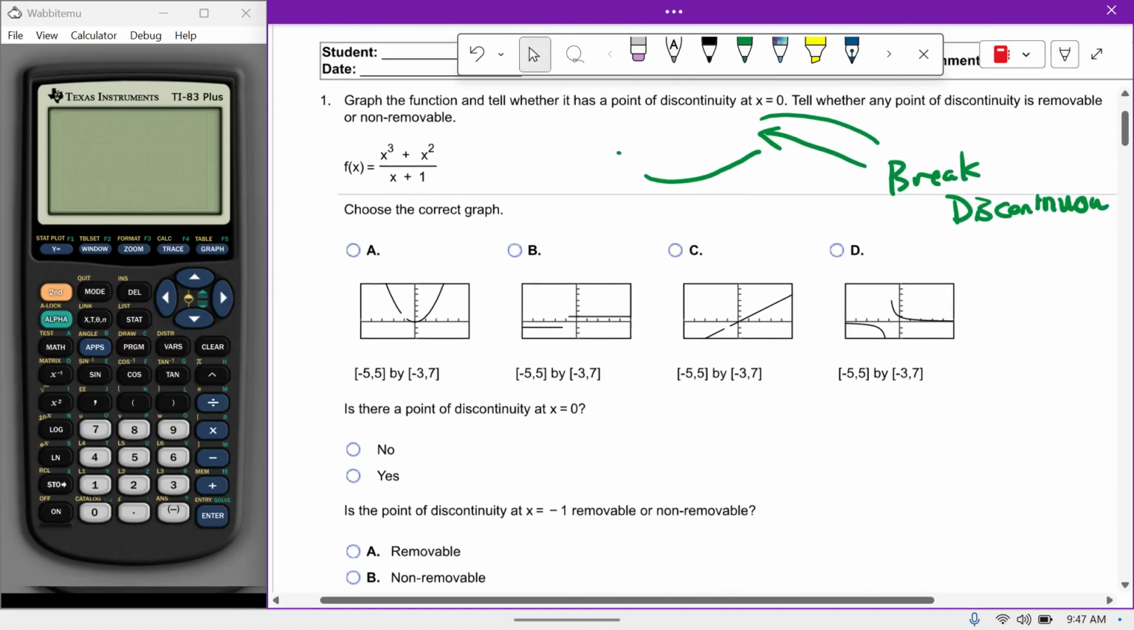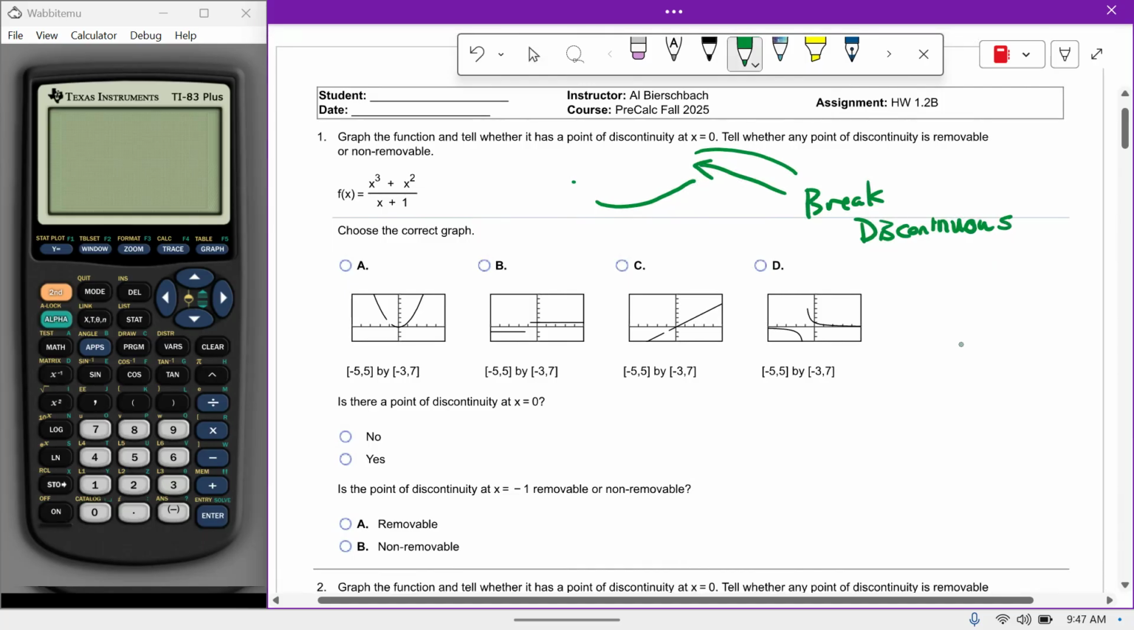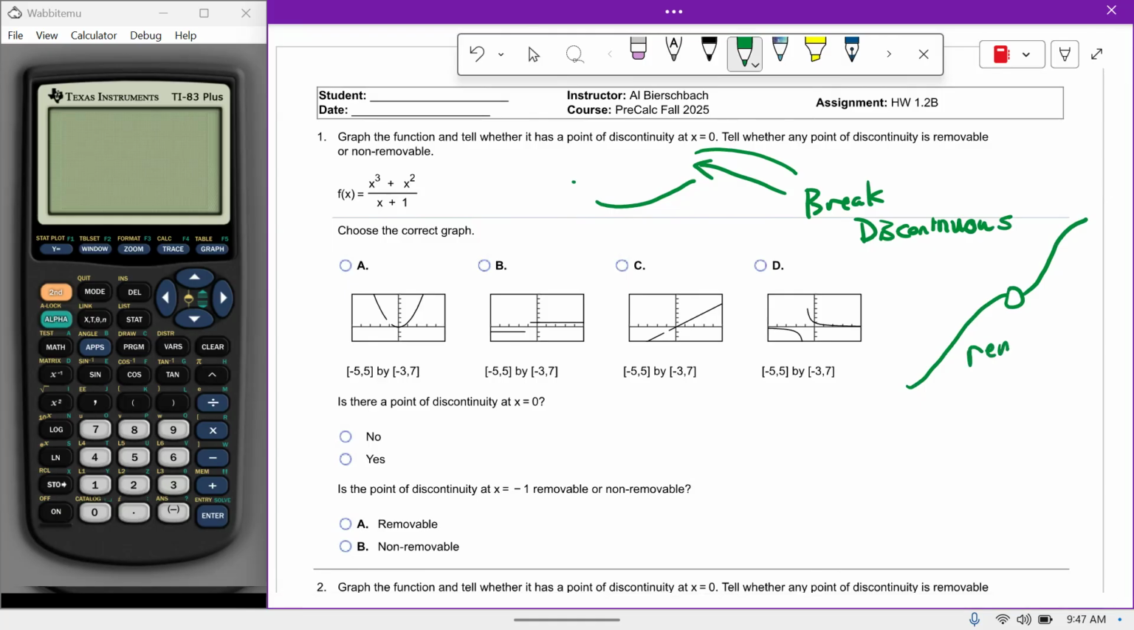It's discontinuous. If it goes like this, it's a removable discontinuity. If it goes like this, or they could both be open circles or whatever, see how there's a gap between them? This is a non-removable discontinuity. Okay? So when they talk about discontinuities and removable and non-removable and all that, that's what it means.